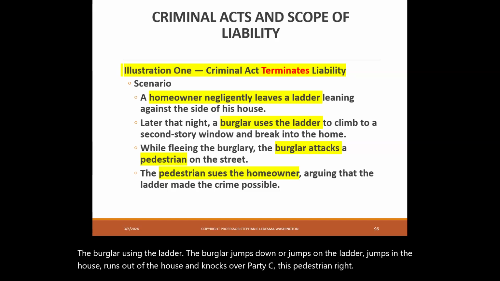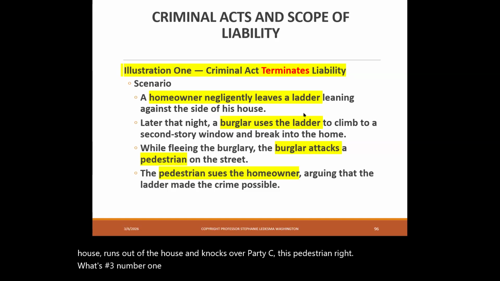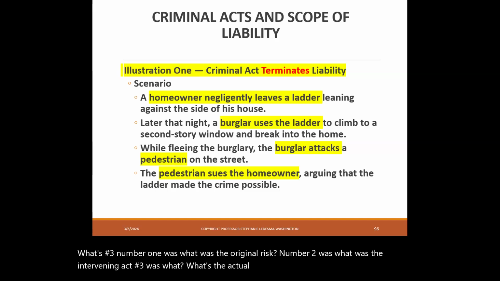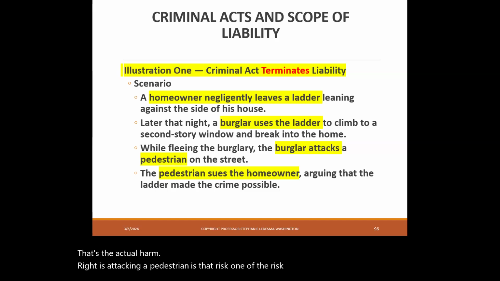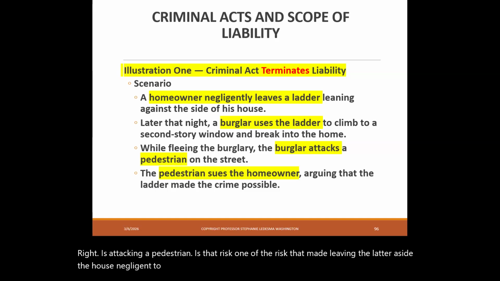What's number 3? Number 1 was, what was the original risk? Number 2 was, what was the intervening act? Number 3 was, what's the actual harm? The actual harm is that the burglar attacks a pedestrian. That's the actual harm, right? Is attacking a pedestrian one of the risks that made leaving the ladder against the house negligent to begin with? The answer is no, right?